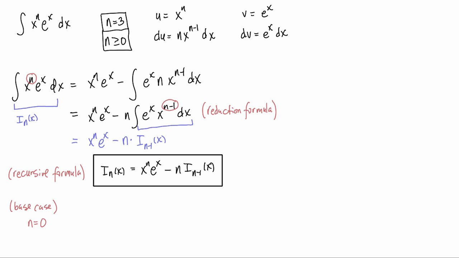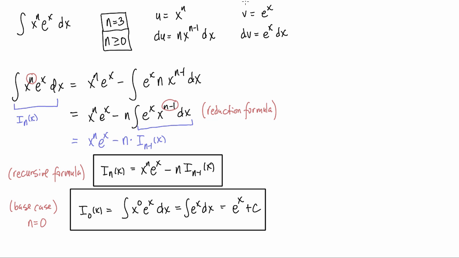So I need to figure out what is I0. I0 in this case is the integral of x to the 0 e to the x dx, and you always hope the base case is really easy to solve. In this case it is. This is just the integral of e to the x, which is e to the x plus a constant. And so we now have our base case as well.